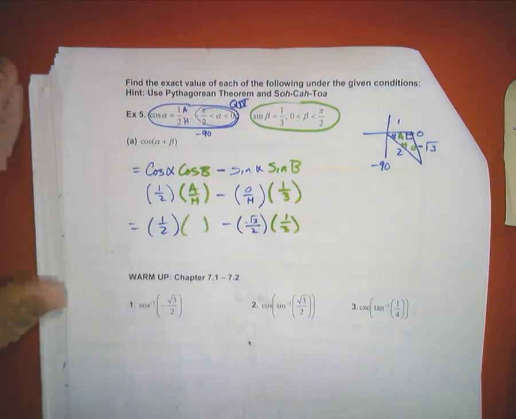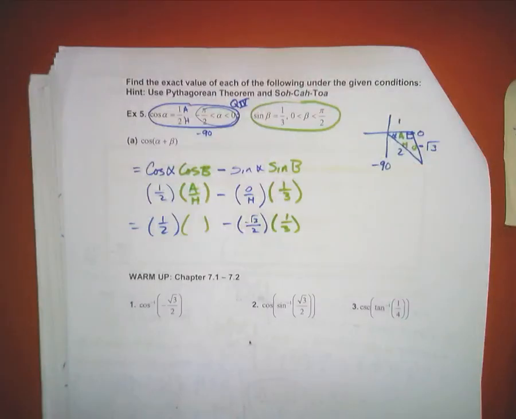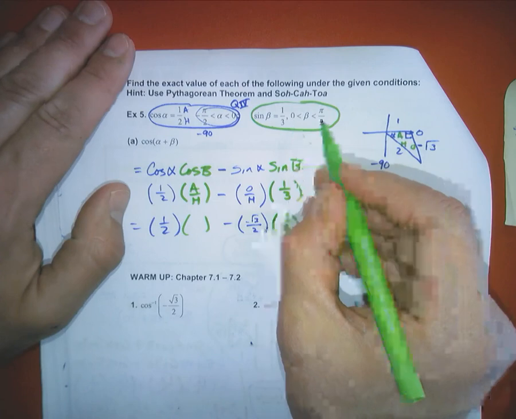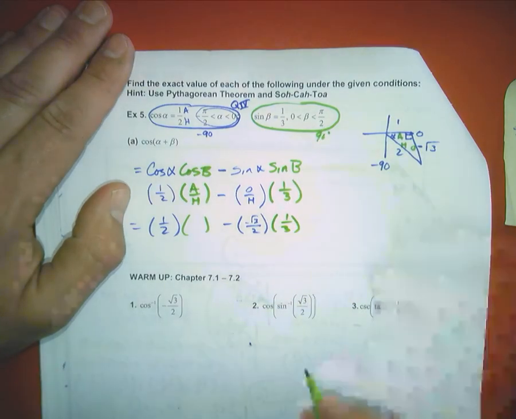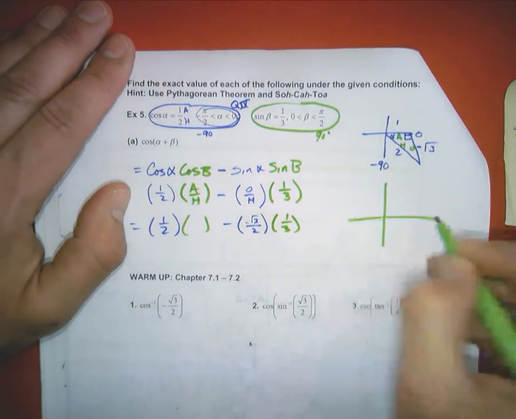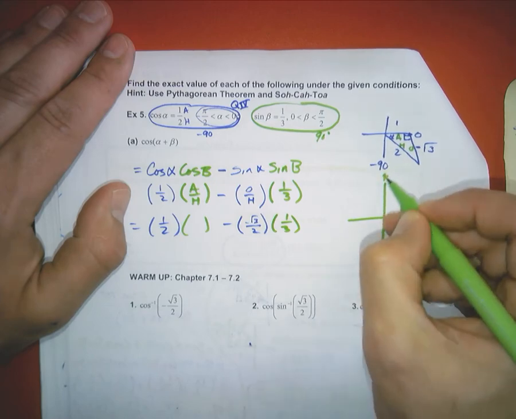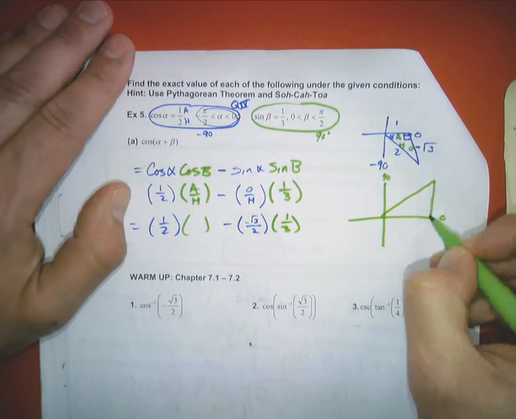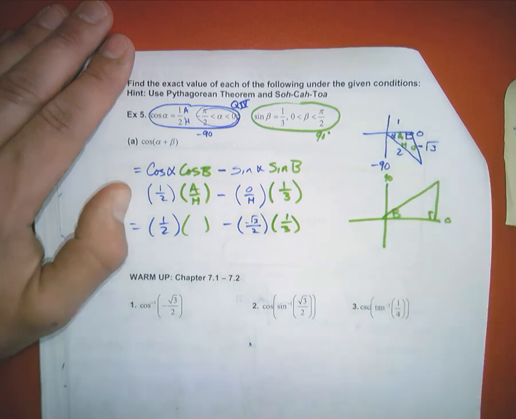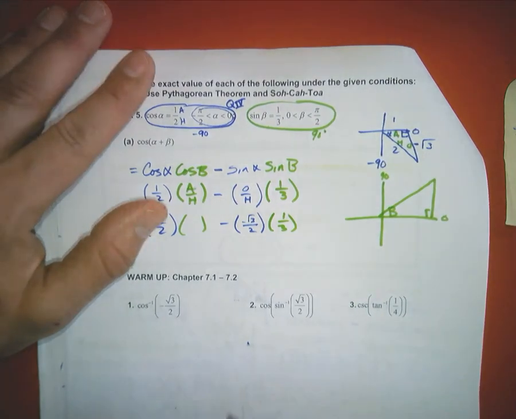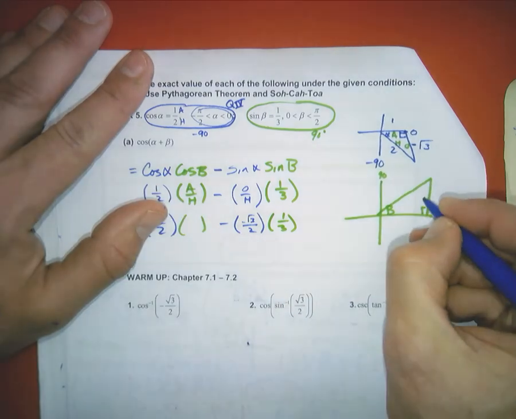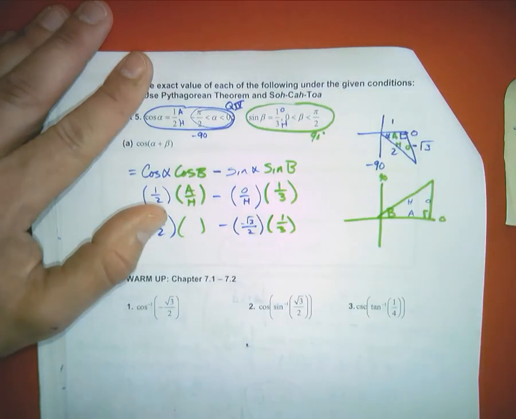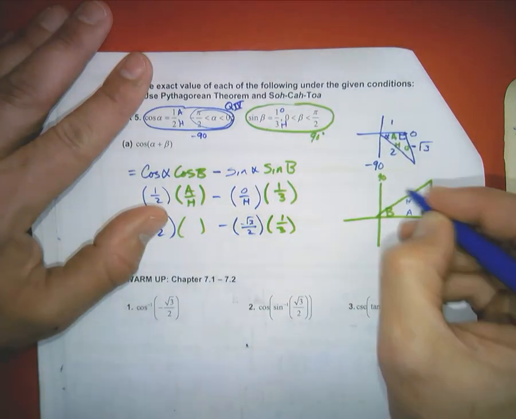Now the last thing we've got to do is find cosine of beta. And beta says that it's between 0 and 90 degrees. So 0 degrees, 90 degrees is up here. So there's my triangle, that's beta. Okay, so I put those numbers in. I know this is opposite, adjacent, hypotenuse, and they gave me sine, which is O over H. So I have 1 and I have 3.